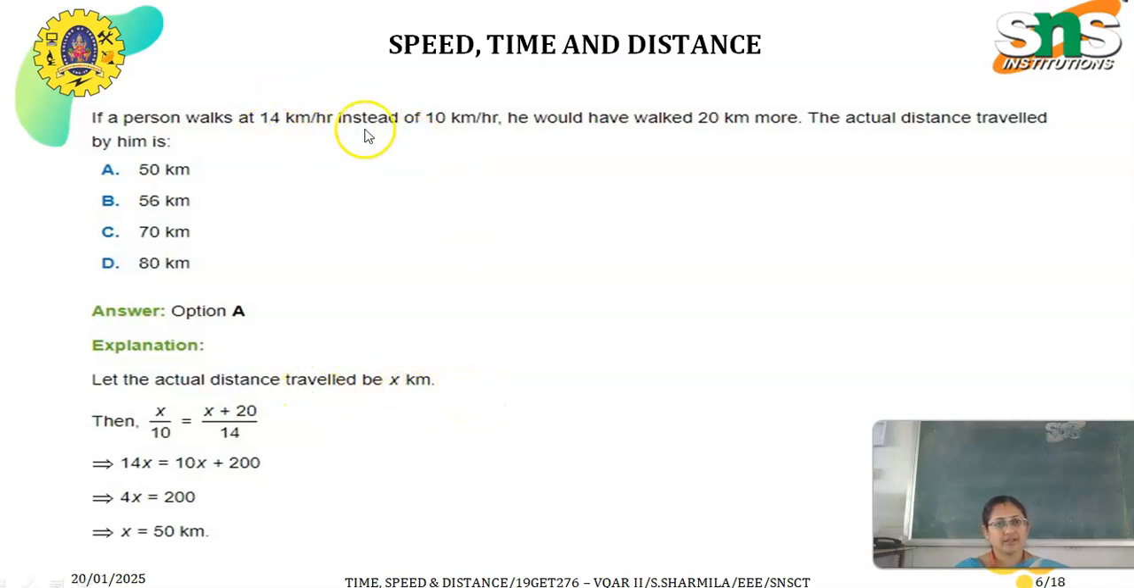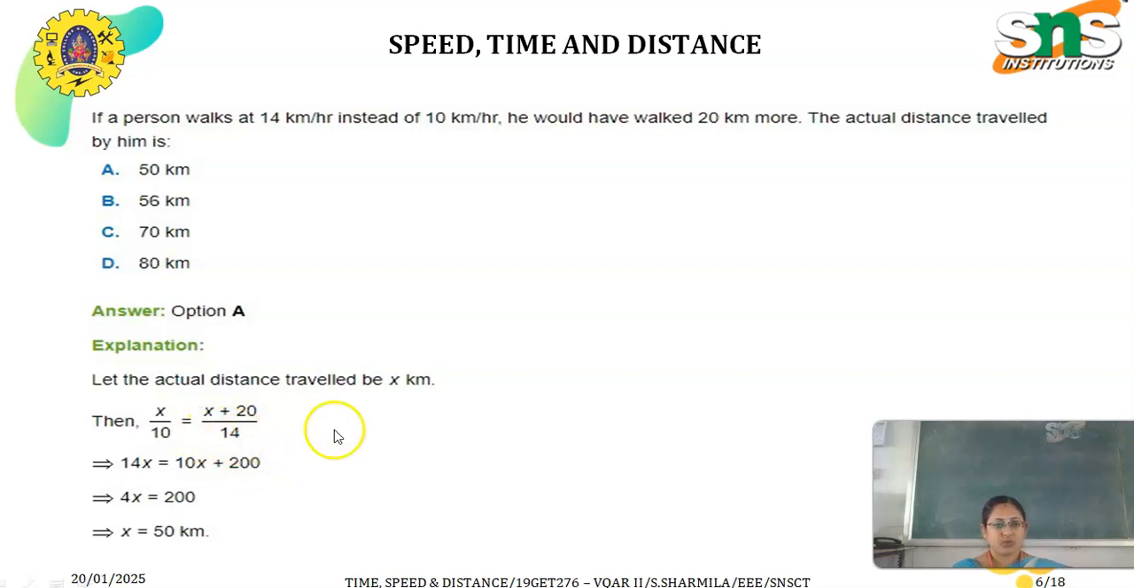So if he walks at 14 km per hour instead of 10 km per hour, he would have walked 20 kilometers more. If he walked at 10 km per hour, then time is equal to x by 10. We don't know the time. So x divided by 10 kilometer per hour is the time, and the distance traveled if he walks at 14 kilometer per hour is x plus 20 kilometers, because he walked 20 kilometers more. So x plus 20 divided by 14 kilometer per hour.